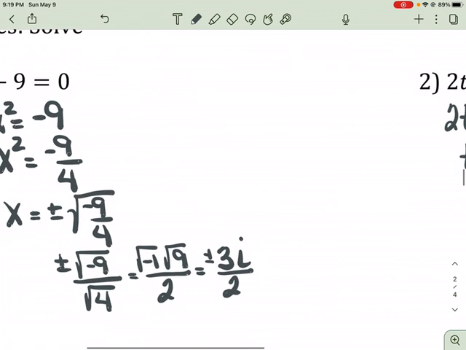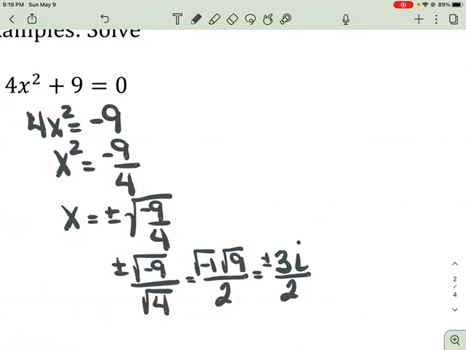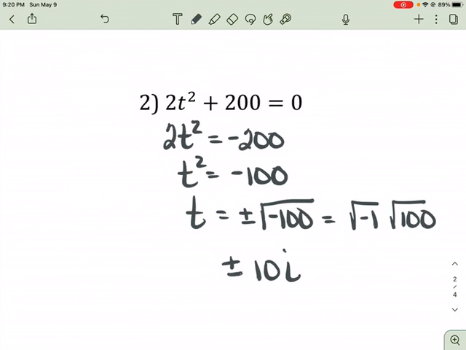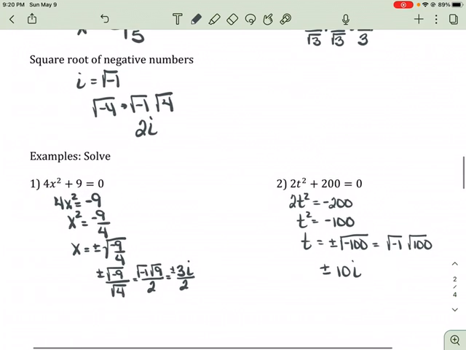Try over here. Solve for your variable, square root both sides, take out the -1 with your i, and simplify your radical. Okay, so I got plus or minus 10i. Hopefully that negative makes sense.